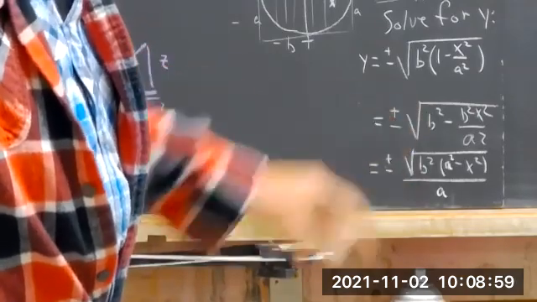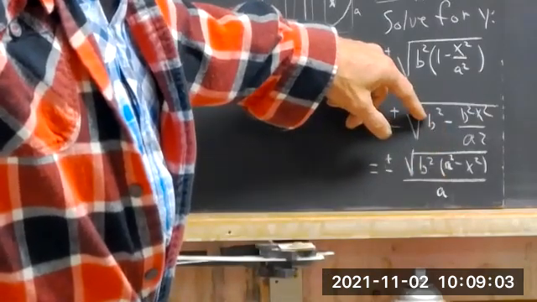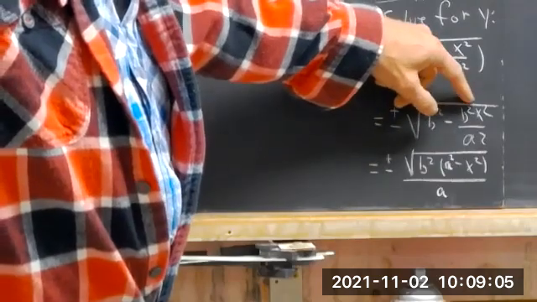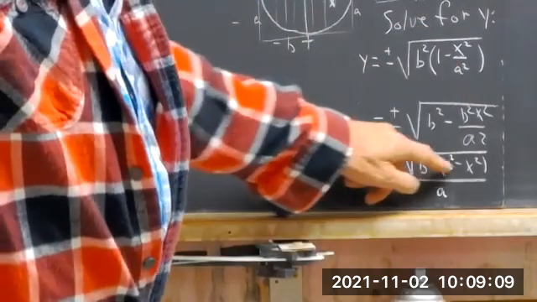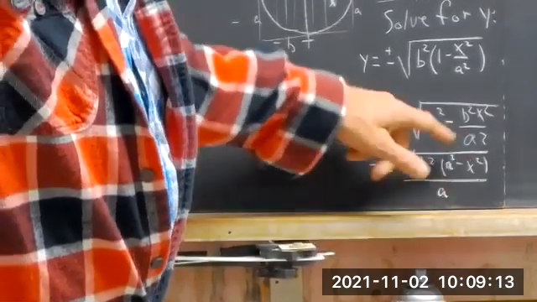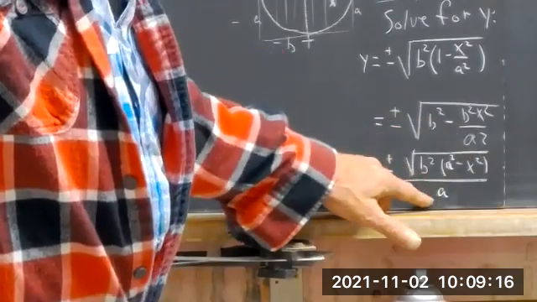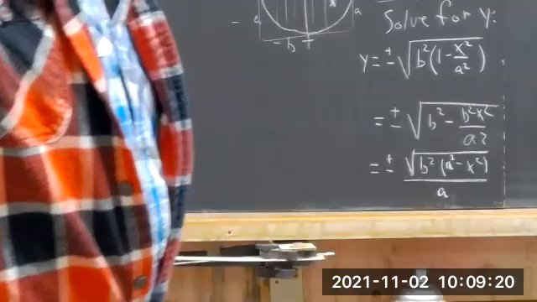And this is equivalent to this. Let's make sure you put this over a common denominator, you're going to get A squared B squared minus B squared X squared. So you have your A squared B squared, you have your minus B squared X squared. And the square root of A squared is going to be presumably a positive number. Okay.